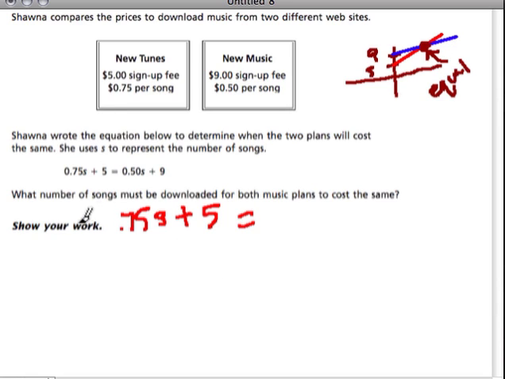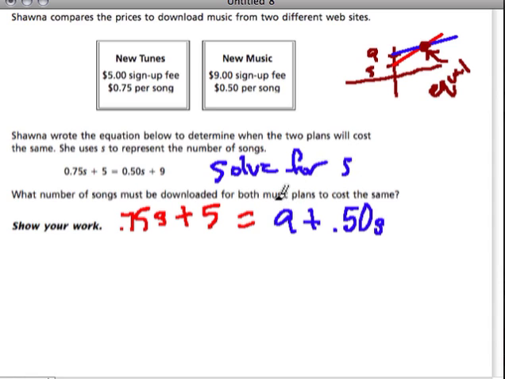What she's trying to do here is saying, well, if they're equal at some point, if this plan for New Tunes is equal to the blue plan, we'll call it New Music, the 9 plus 0.5 per song... I'm realizing this is terrible. I've got to be careful, we have S's and 5s. Let me fix that. So you have 0.50 per song. That's a little bit better. At some point, this rate will equal that one. So basically, this is asking us to solve for S. What number of songs, S, will make these two things equal?